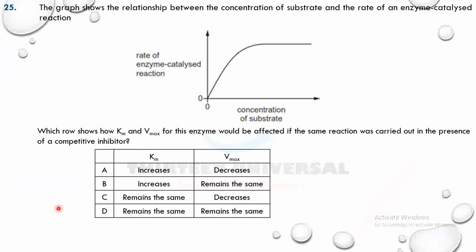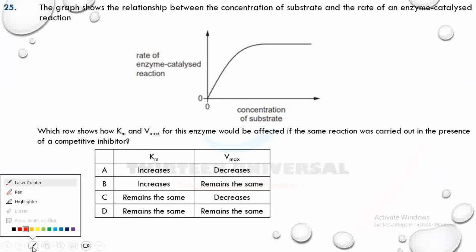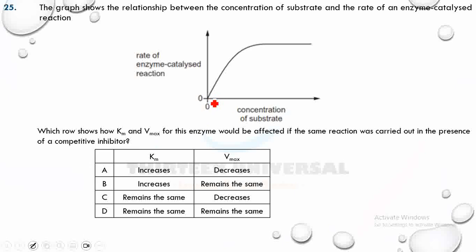So if you use a competitive inhibitor, I'd like you to pause this and try to solve it. How is the graph going to go? Of course, the graph is going to go like this. So it's going to have the same Vmax. If you check, the Vmax is going to be the same. But this is half Vmax.